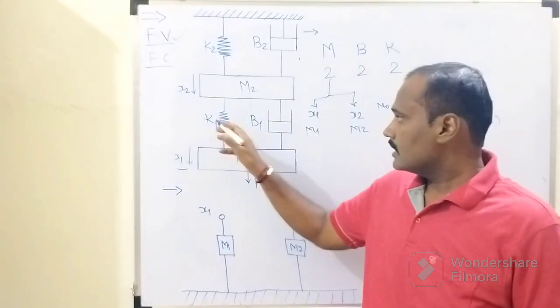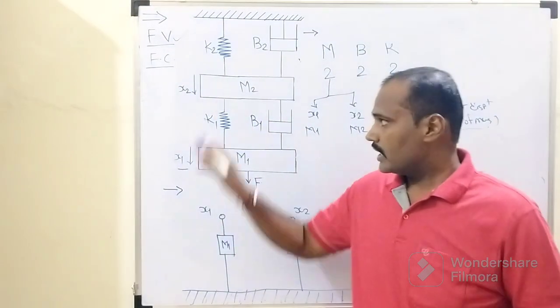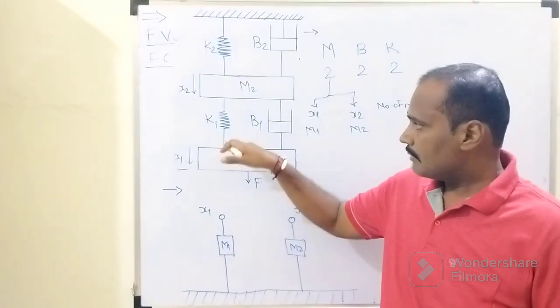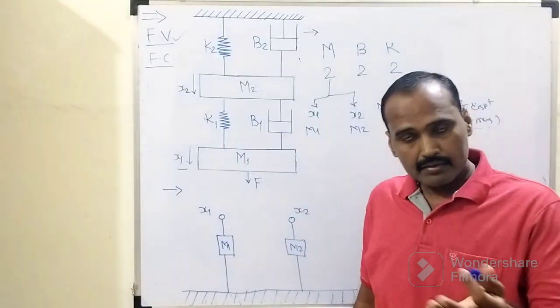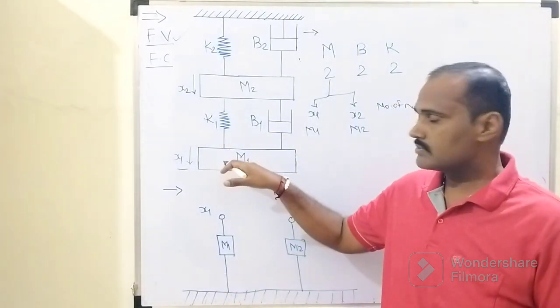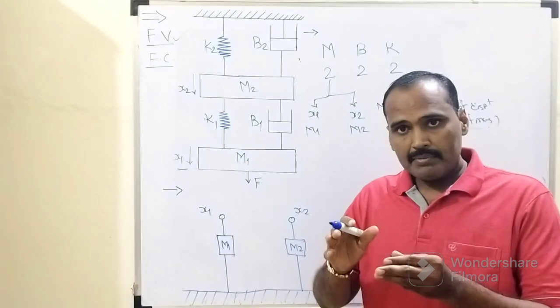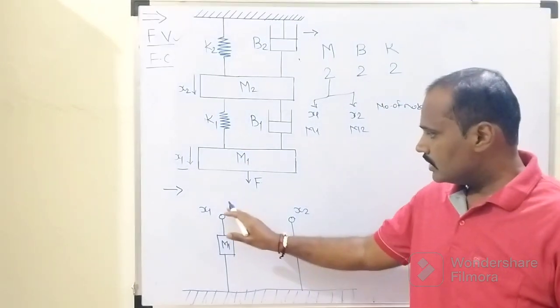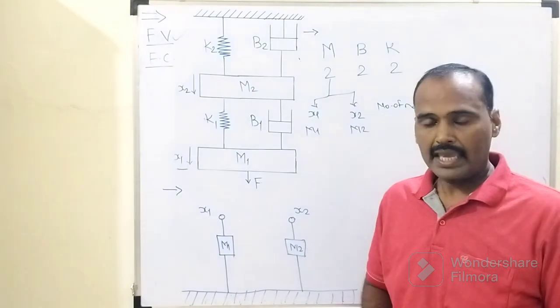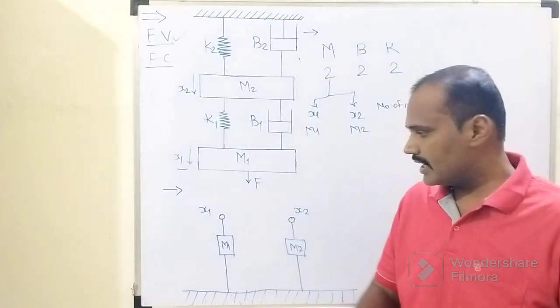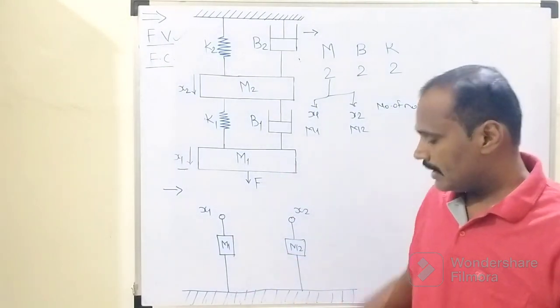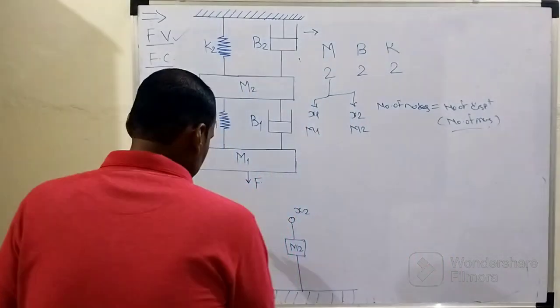The lower end of this K1 as well as B1 is kept at X2, and the upper end of this K1 and B1 is being kept at this X1. Means these 2 elements are interconnected in between these 2 displacements, X1 as well as X2. So in the same manner we need to show these 2 elements in that nodal diagram. So how is it to be done?